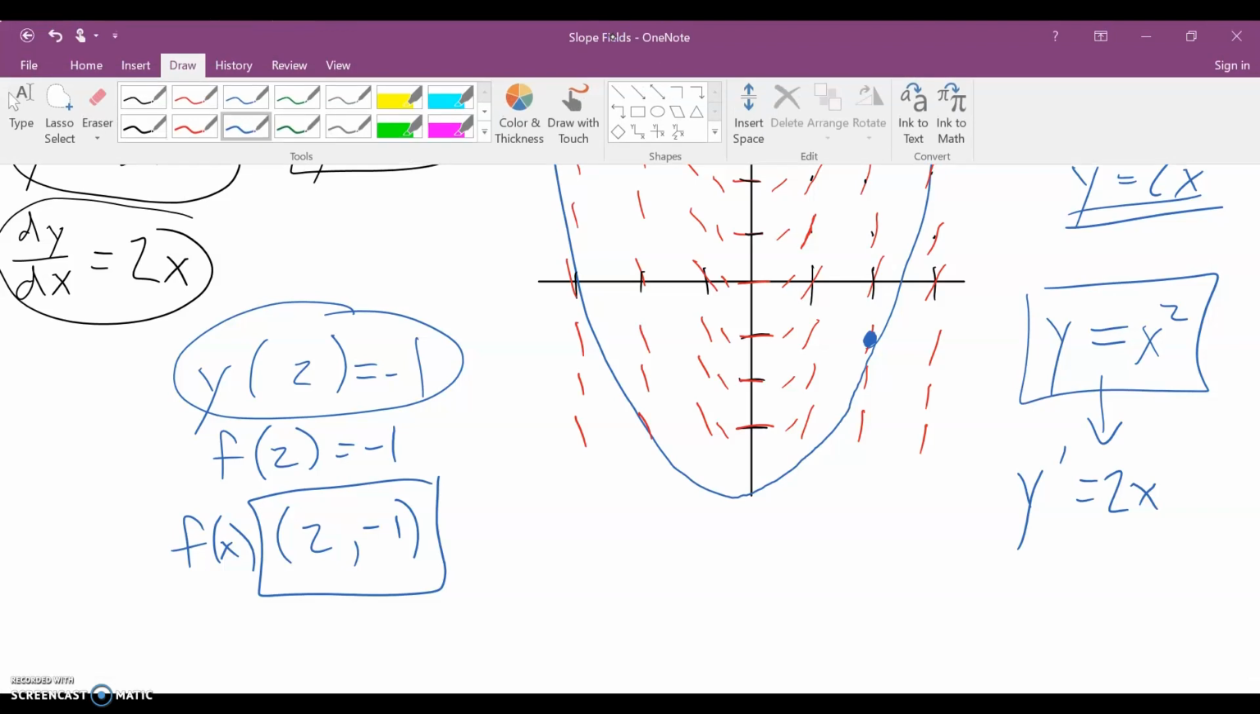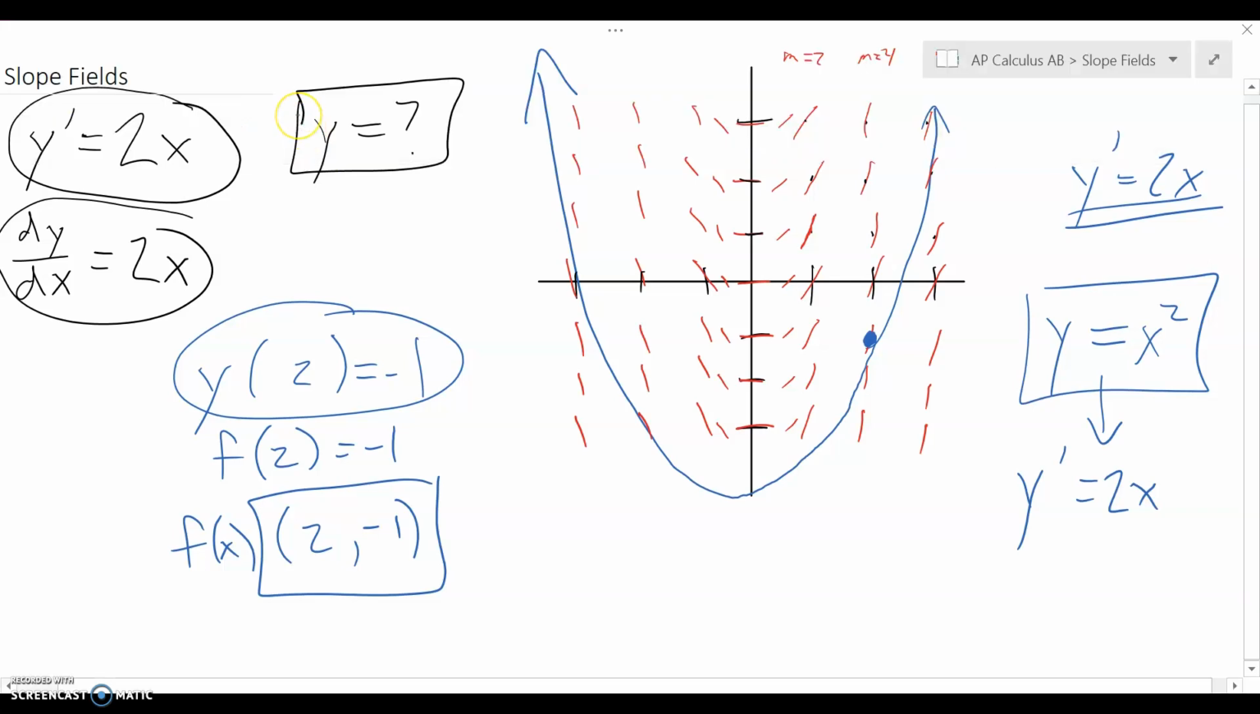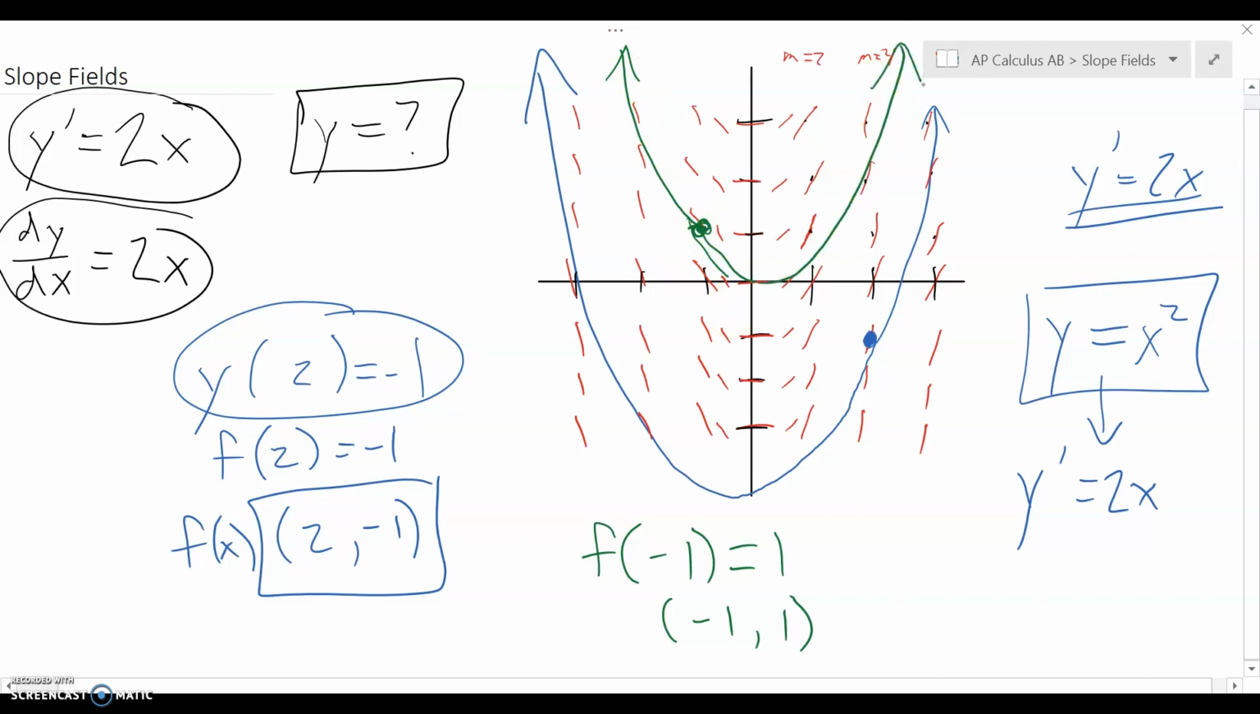We can put one more on there. So why not? I've got all these colors. Let's say we said, let's do f of -1 equals 1. So that means -1, 1 is on our graph. Well, -1, 1's right here. And if we trace from there to the left, you can see our slopes are going to get steeper. We trace from here to the right, our slopes are going to get less steep, and we're going to look something like that.